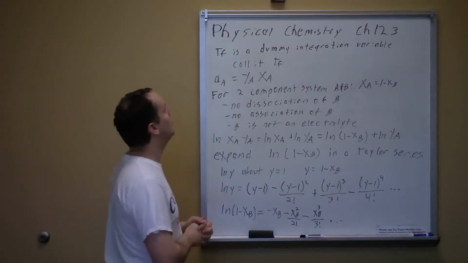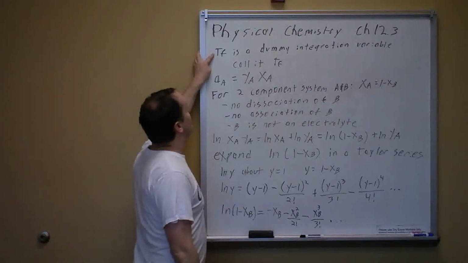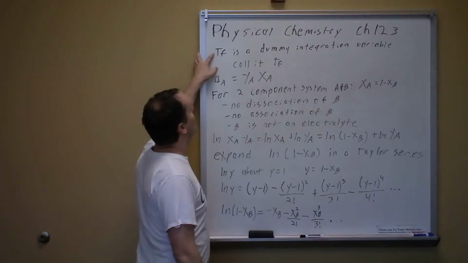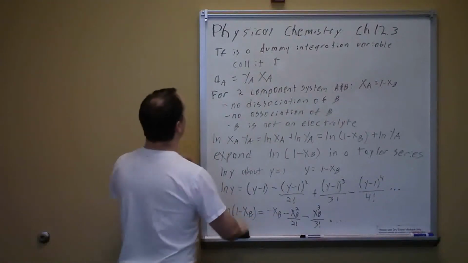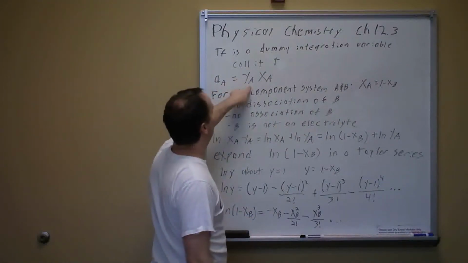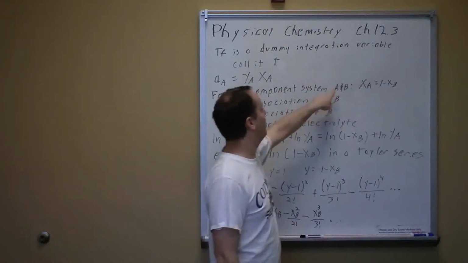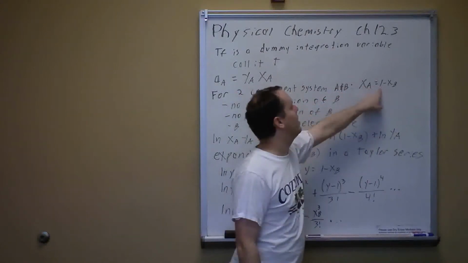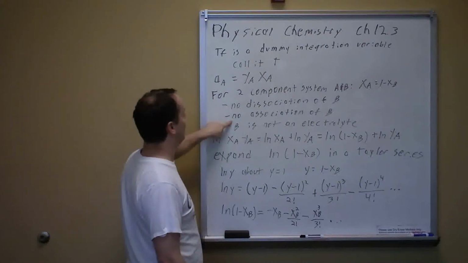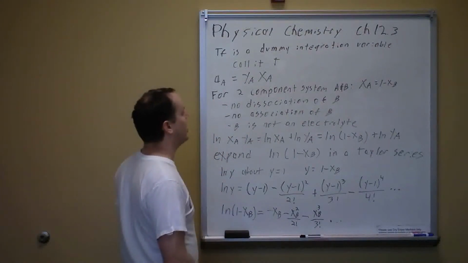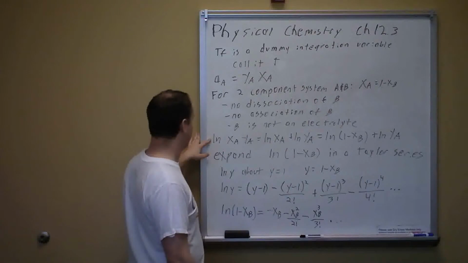Continuing on physical chemistry, chapter 12, this is section 3. So we have all these formulas with the temperature of fusion. That's just a dummy variable. We're going to just call it T from now on to save space. Now remember, the activity of A is equal to the activity coefficient of A times the mole fraction of A. For a two-component system, remember A is the solvent, B is the solute. The mole fraction of A is equal to 1 minus the mole fraction of B. This, of course, assumes that there's no dissociation of B, there's no association of B, and that B is not an electrolyte. So, again, we're pretty much talking about inert solutes, like sugar or something.